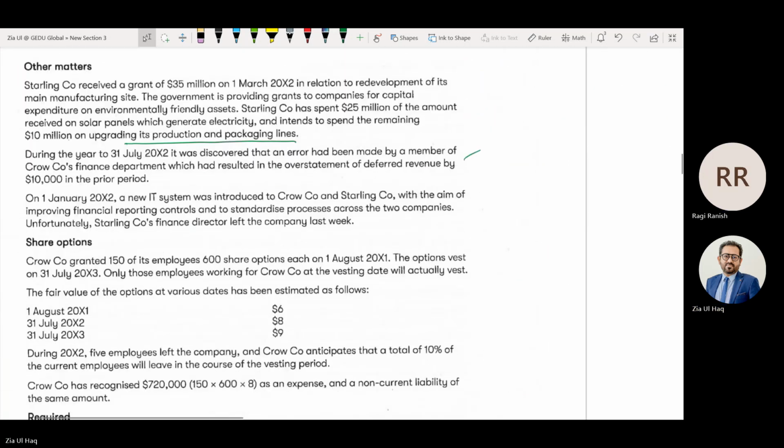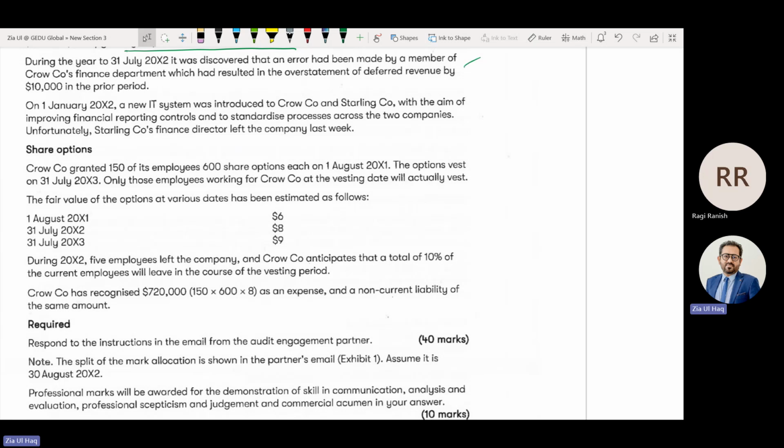Okay. What else? Share option. There was an accounting standard on share options we have discussed: IFRS 2. What did we discuss? Two points. The calculation should be based on fair value at grant date, and staff turnover must be incorporated into the calculation. Okay. So Crow Company granted 150 of its employees 600 share options each. 150 employees, they have issued 600 options each.